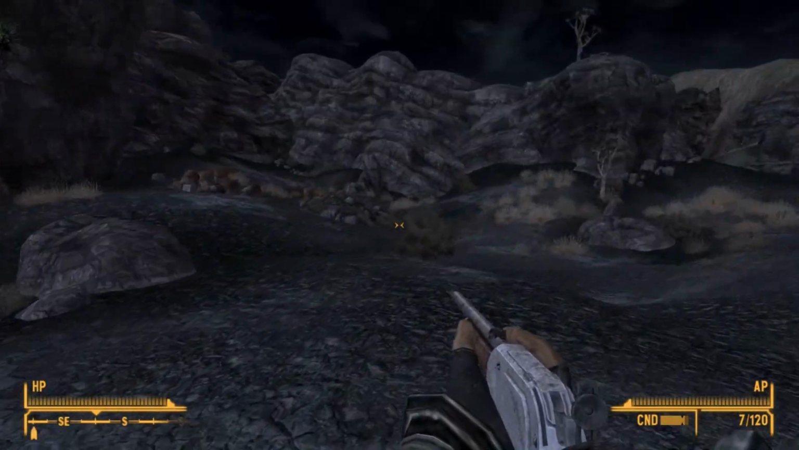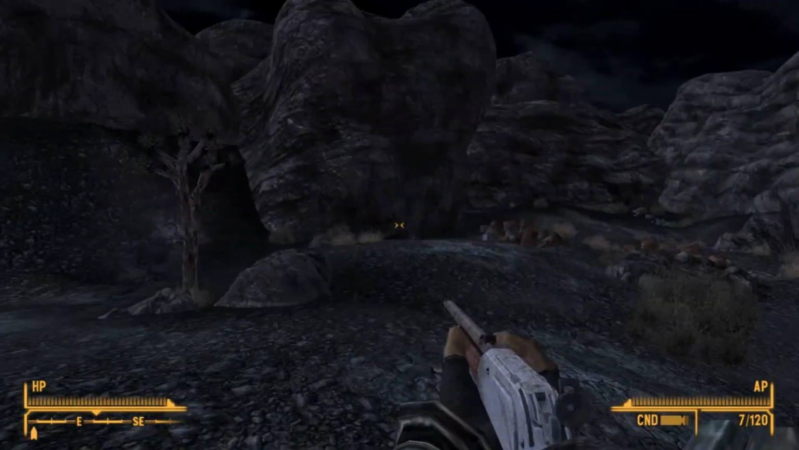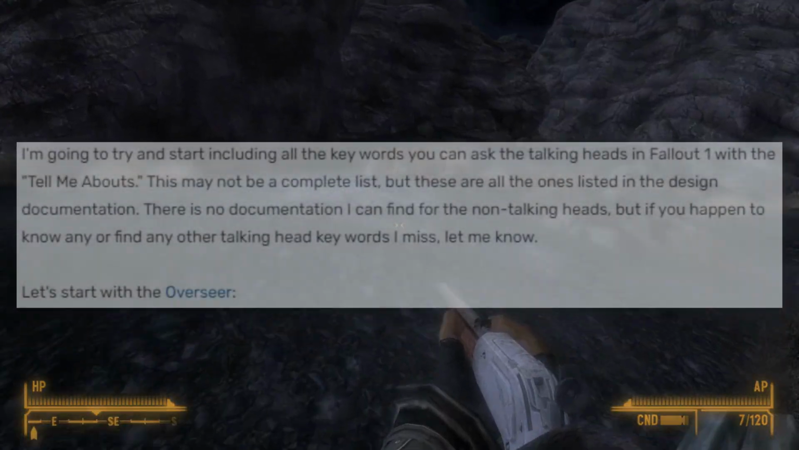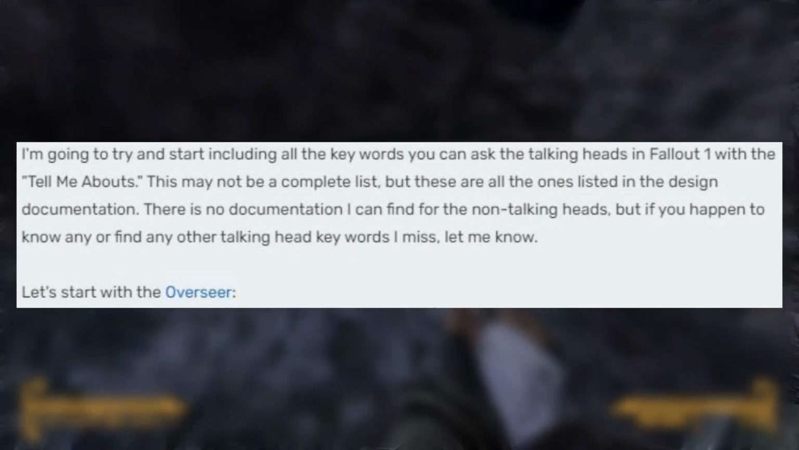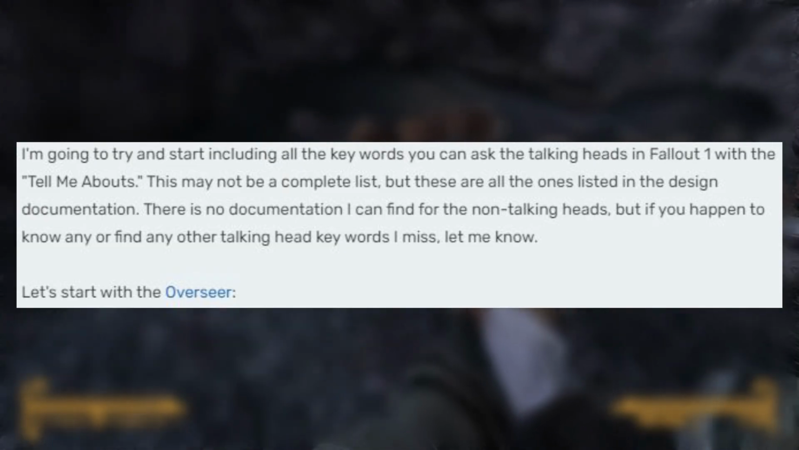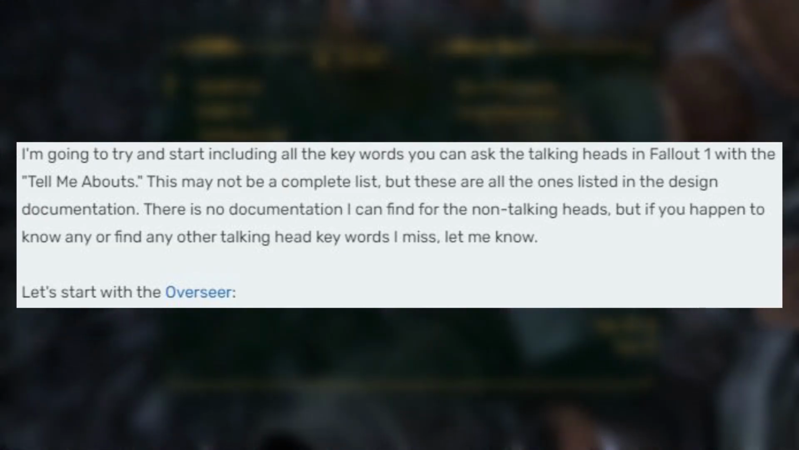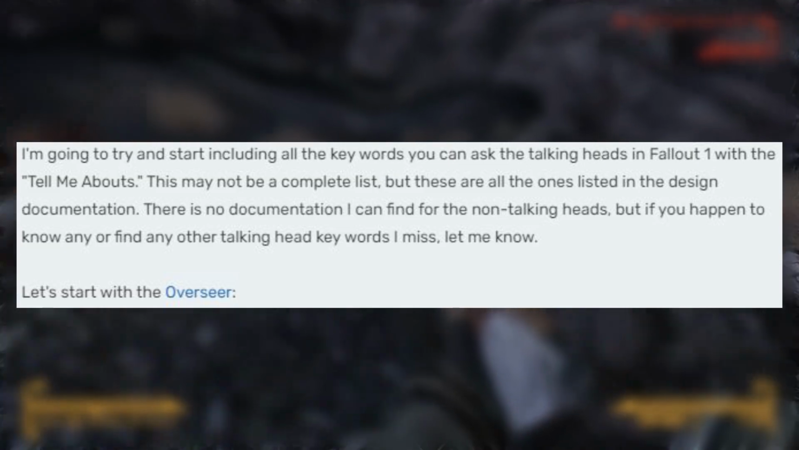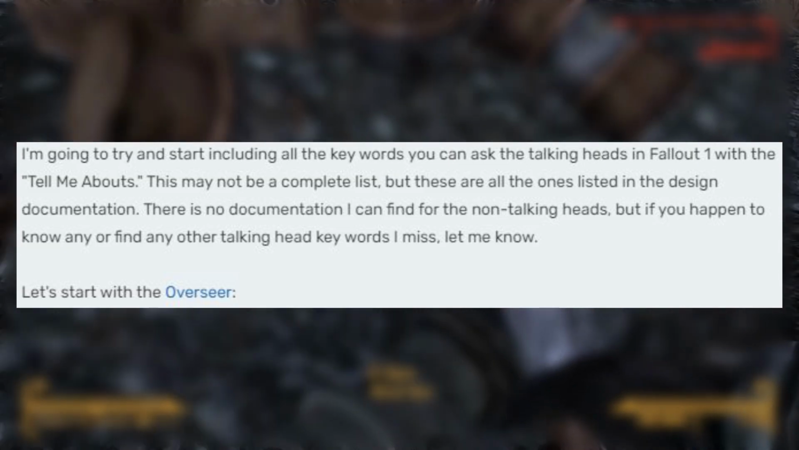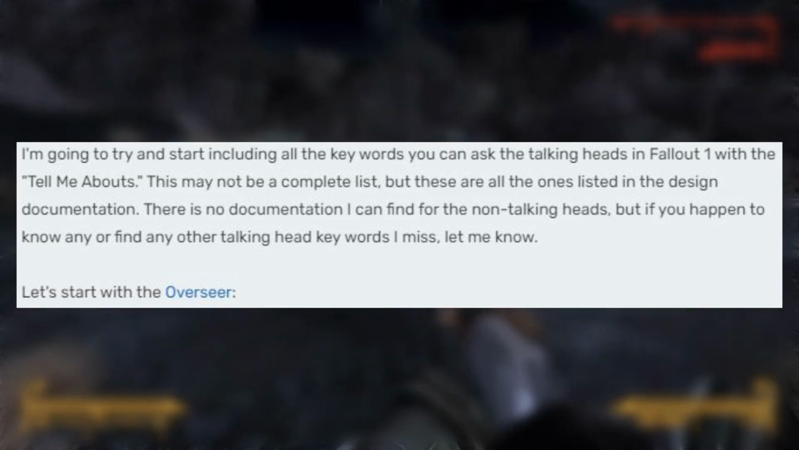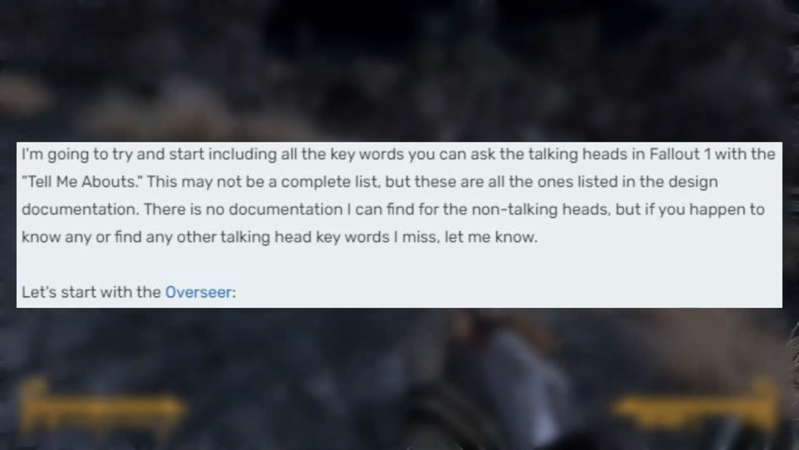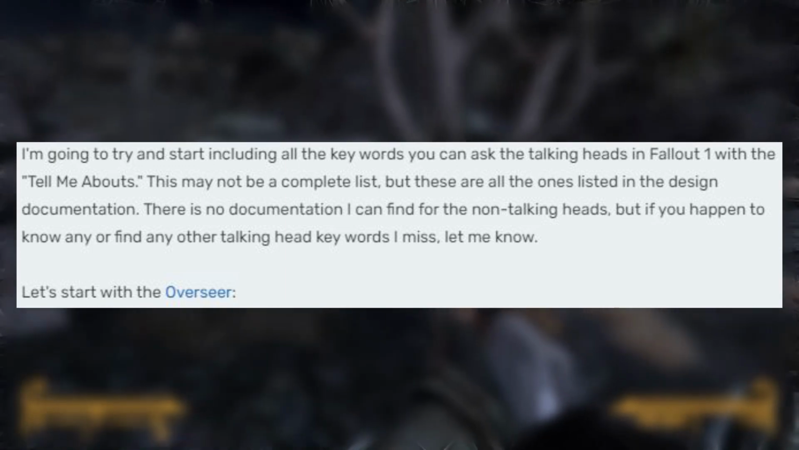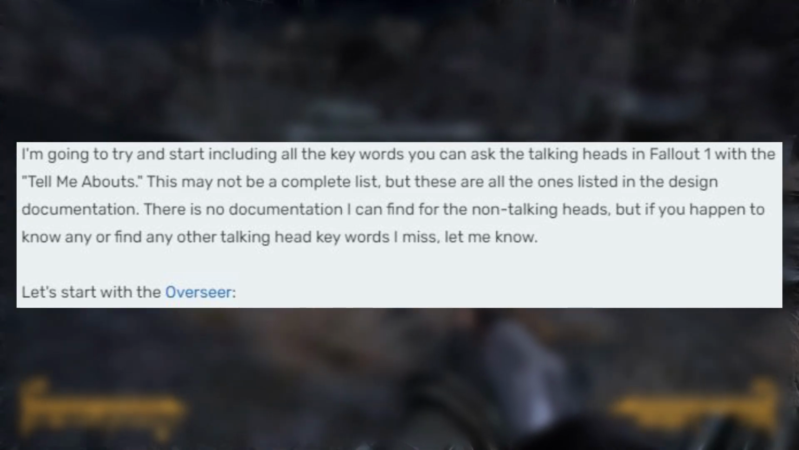The next section is titled Fallout 1 Archeology. Chris says the following. I'm going to try and start including all the keywords you can ask the talking heads in Fallout 1 with the tell me abouts. This may not be a complete list, but these are all the ones listed in the design documentation. There's no documentation I can find for the non-talking heads, but if you happen to know of any, or find any other talking heads keywords I missed, let me know.